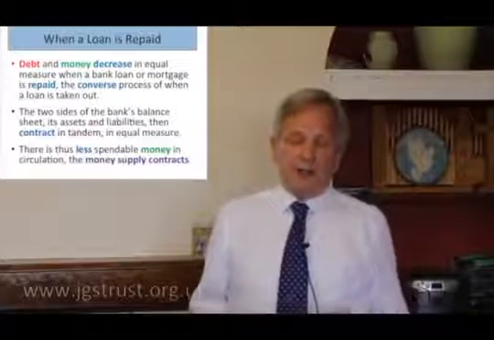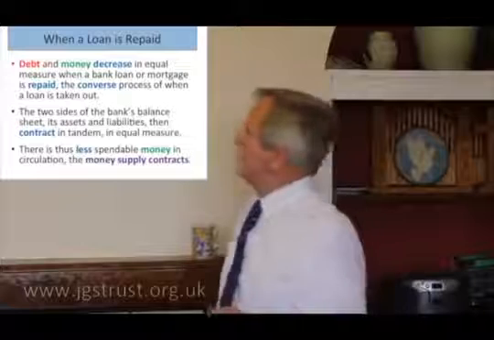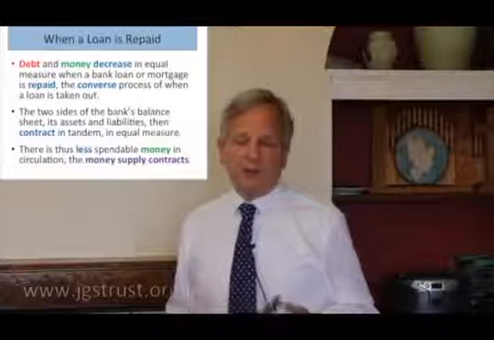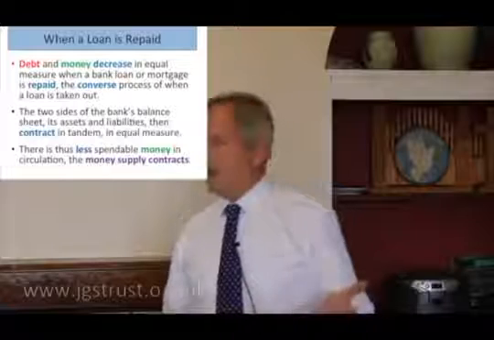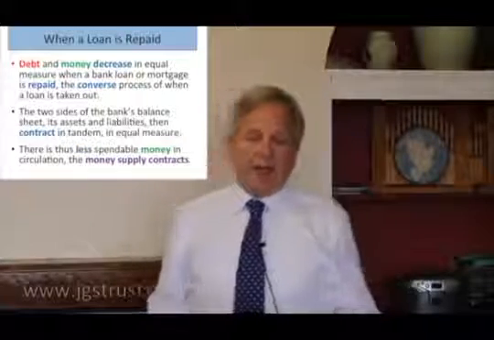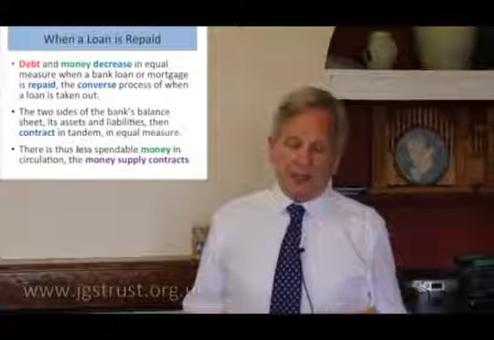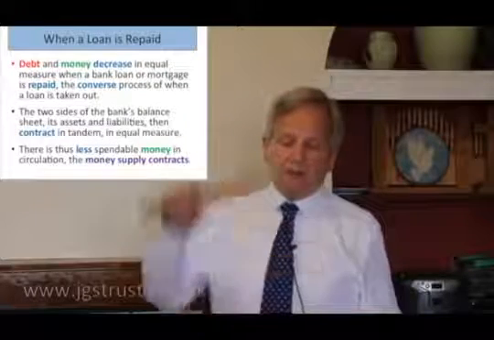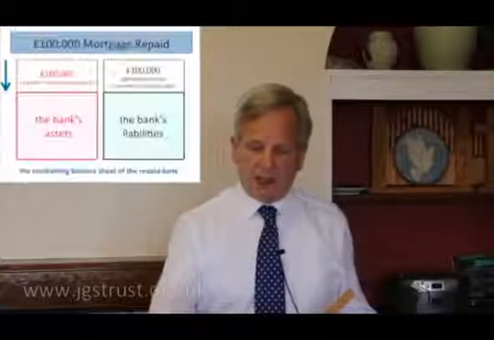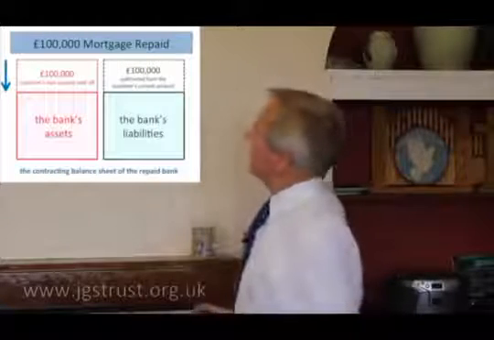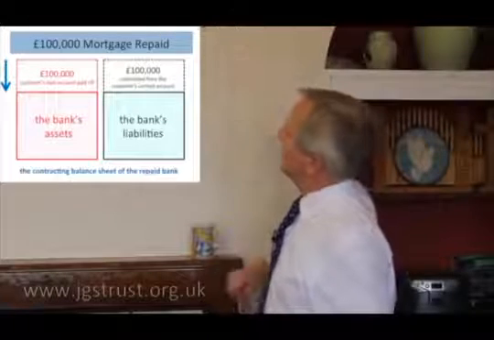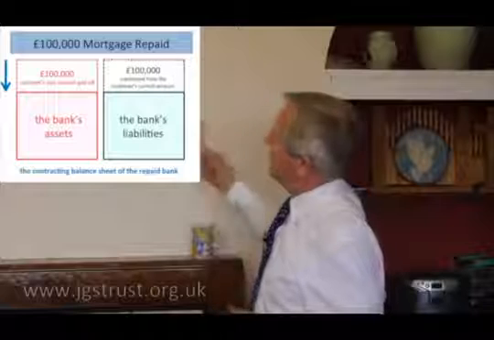Now there's a flip side to that expansion of the bank's balance sheet when somebody comes along and repays their loan, pays money back to the bank. And in this case, the money supply contracts. Let's see that schematically. Here's the balance sheet. The dotted lines are before the event, and the solid lines are both before and after.